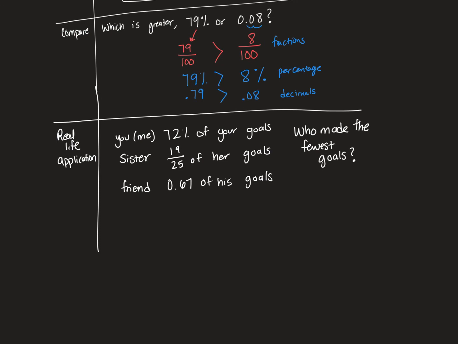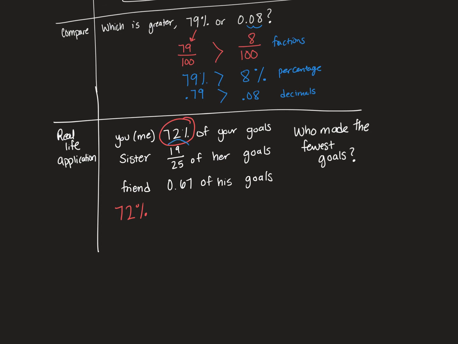All right, so I'm going to go a little fast because I went off task a little too much in our class. So we have 72%. You made 72%. Let's keep it as percentages, okay? Let's see how much your sister made in goals. 19 out of 25.